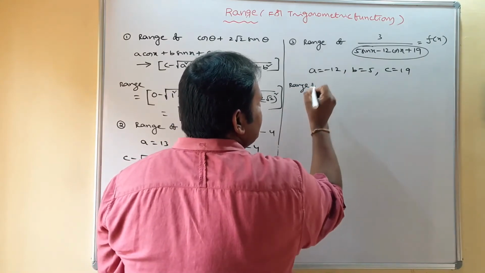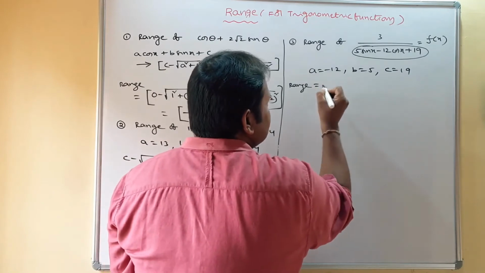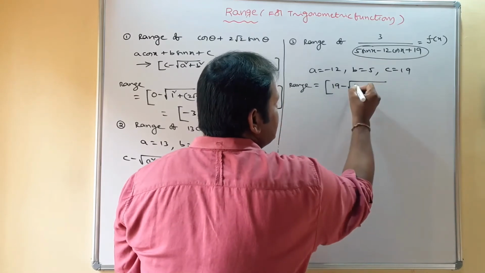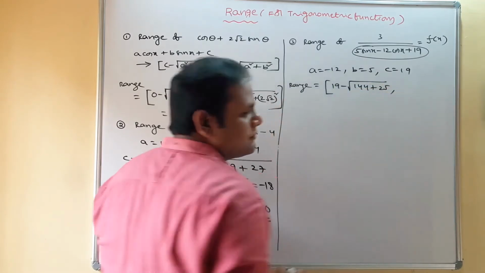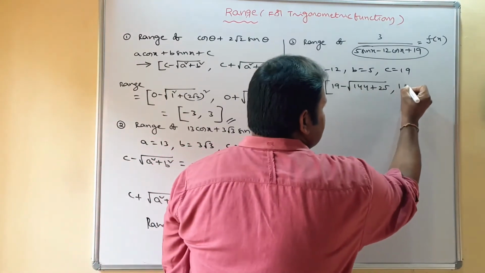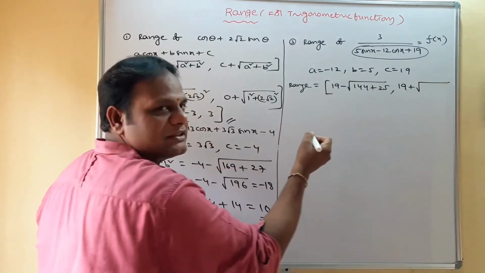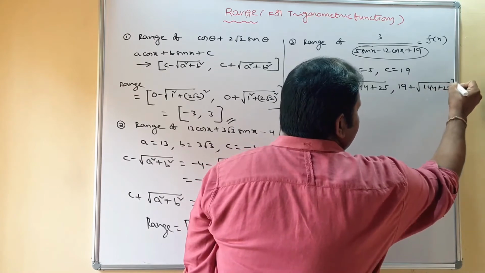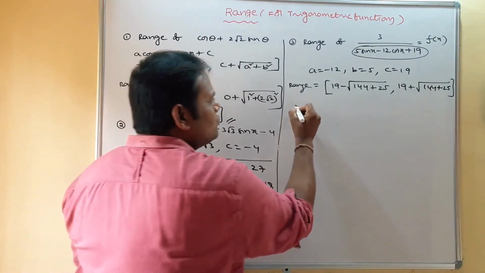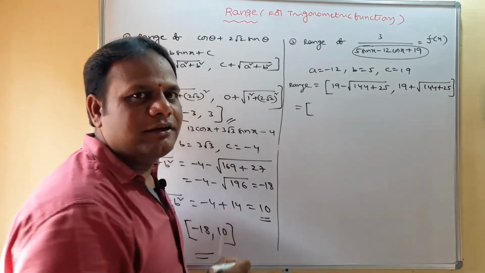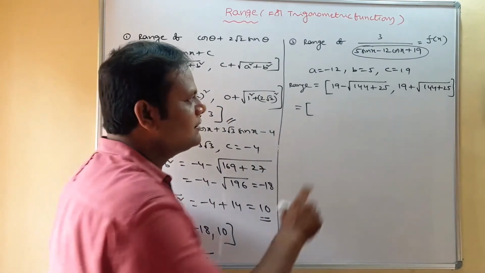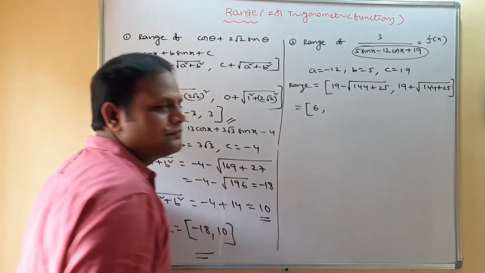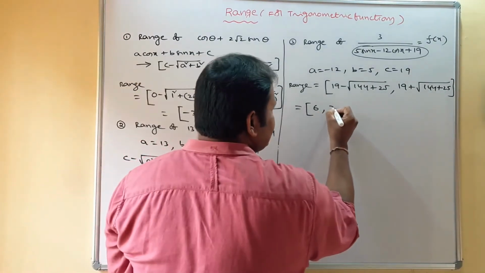Okay? Right. Now you can tell, what is it? That is c minus root a square plus b square. What is c? 19 minus root a square plus b square, 144 plus 25. And c plus, so 19 plus root a square plus b square, 144 plus 25 again. We do the simplification. What is root 144 plus 25? 169. What is root 169? It is 13. So 19 minus 13, what? 6. 19 plus 13, it is 32.